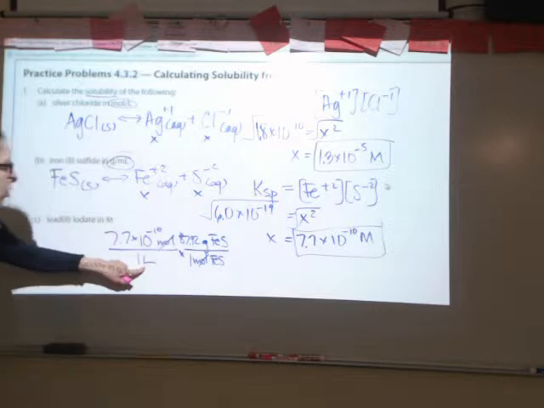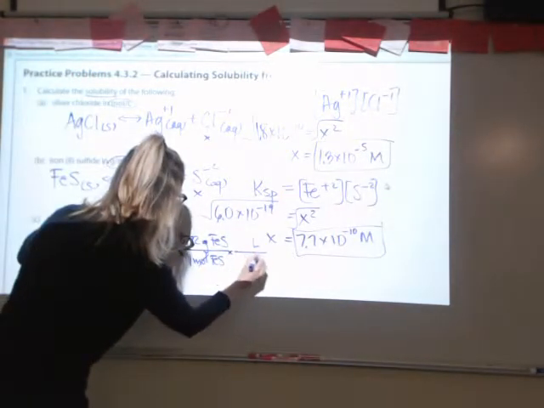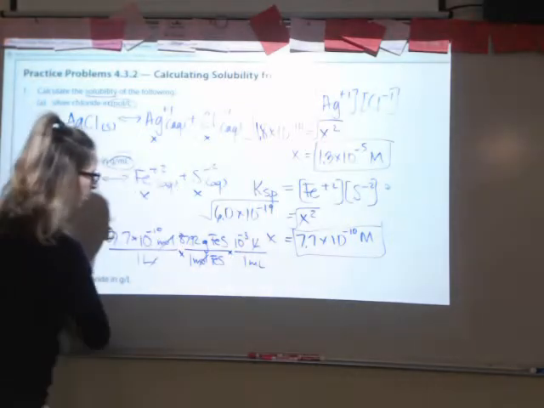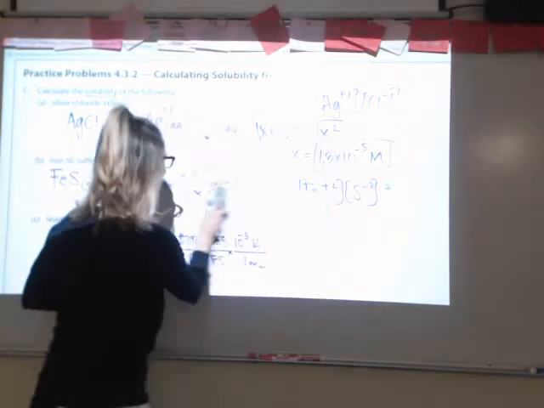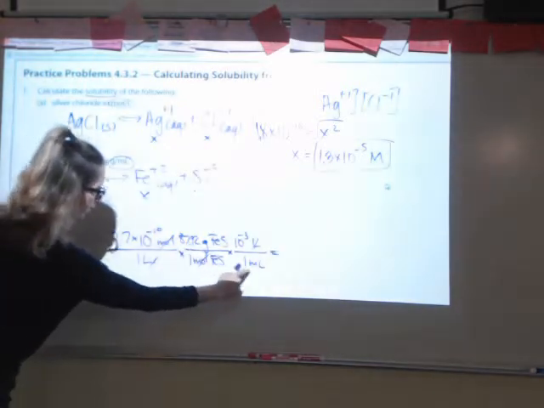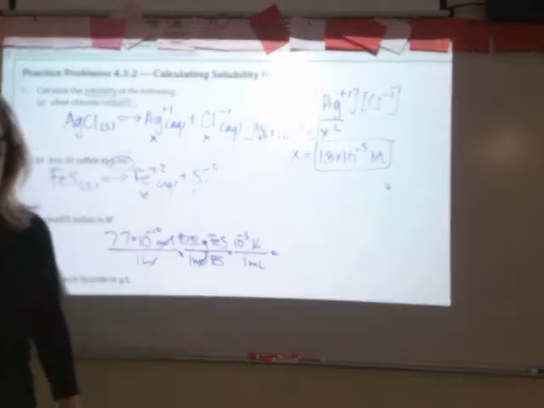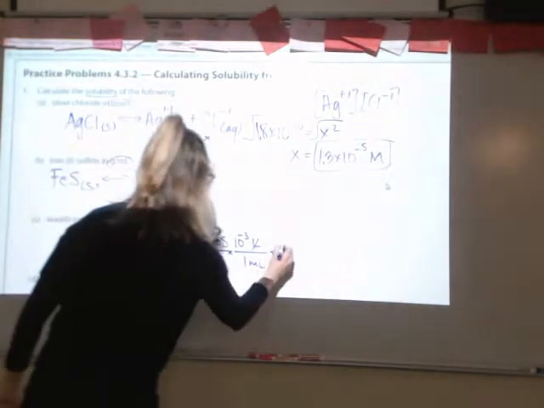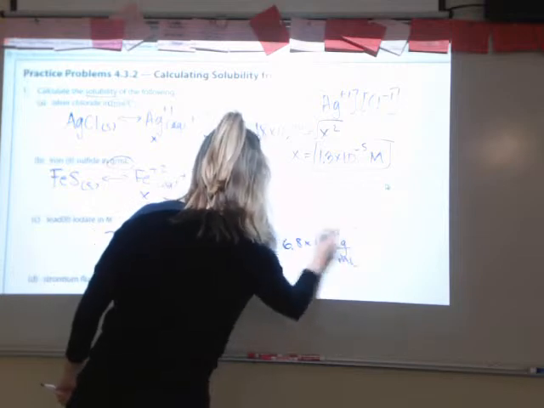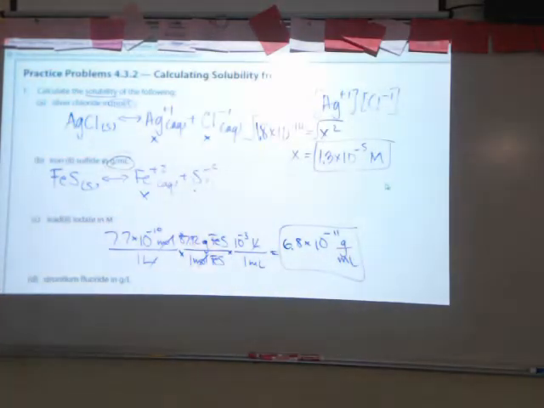And then I can convert liters to milliliters. This is a one-step metric conversion. Milli is 10 to the negative 3, liters will cancel. Okay, so that gives you grams per mil. You're going to end up with 6.8 times 10 to the negative 11 grams per milliliter. Doable? Okay. You've come so far. Okay. You have 2 homework problems.